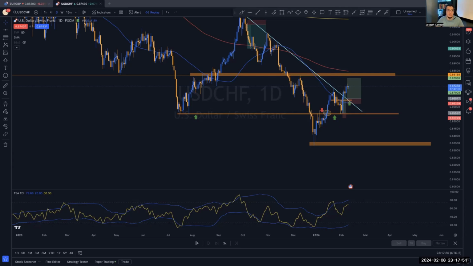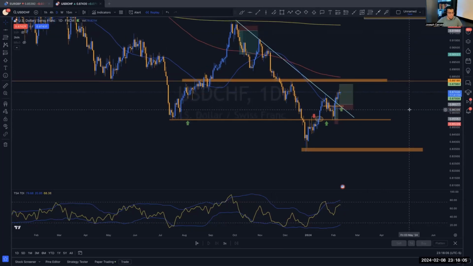Now, this was a USDCHF buy that was called and taken live on the Phoenix Trading live trading and signal Telegram group last Friday. So that was the beginning of February. Now, this trade lined up with what I call a flip zone.